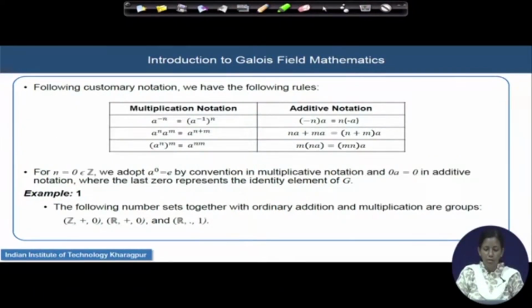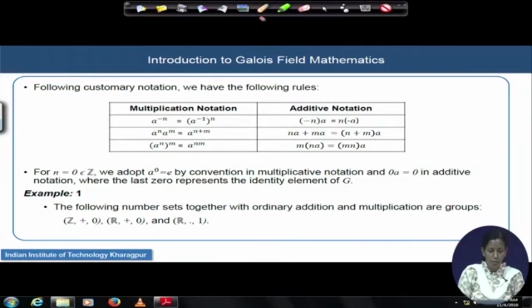So, some customary notations here, some small operations we have shown. For multiplicative notation, A to the power minus n is equivalent to A to the power minus 1 into n, and equivalently here it will be minus n into A, which is nothing but n into minus A. Here, multiplication of A to the power n into A to the power m will be given by A to the power n plus m, whereas nA plus mA is equal to n plus m into A. Here we end up with A to the power n whole to the power m, which is equal to A to the power n into m, and here it ends up with m times nA, which is equal to mn of A.